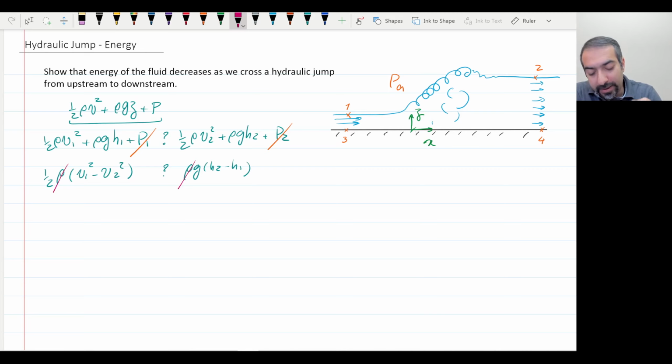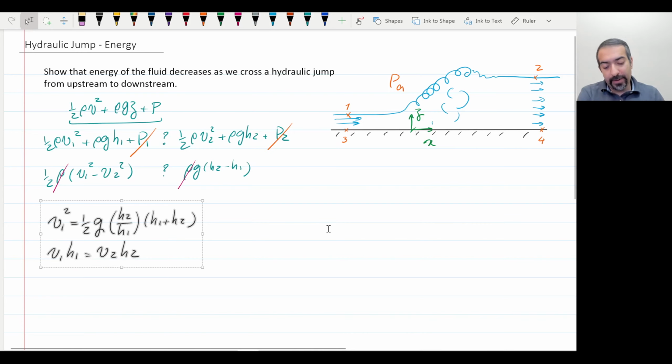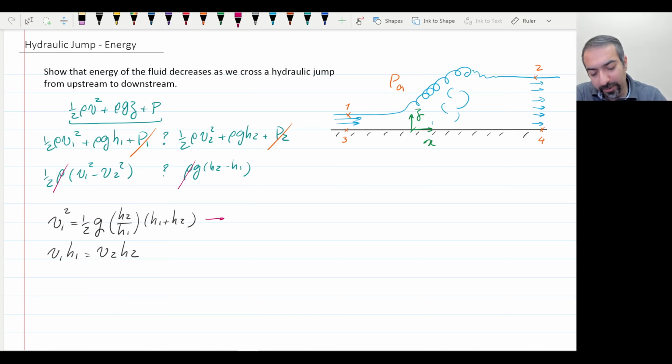And that's it. Now, moving further forward, I'm going to need the results from the momentum equation and the conservation of mass. I'm going to just paste the result here. So the first equation we derived from the momentum equation, and the second equation is from the conservation of mass.